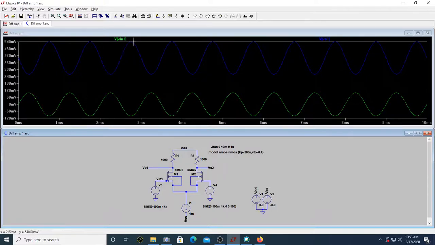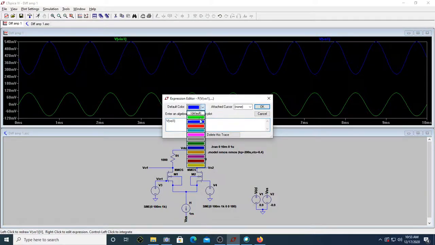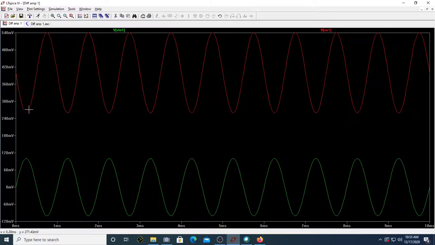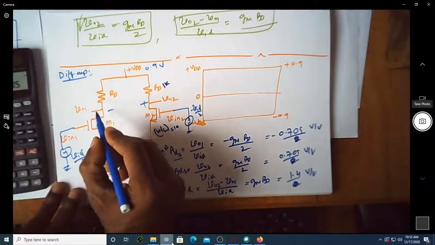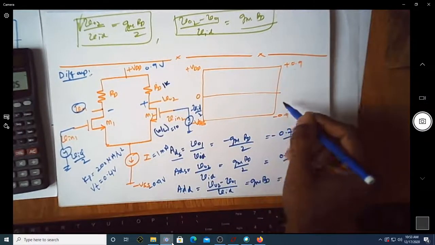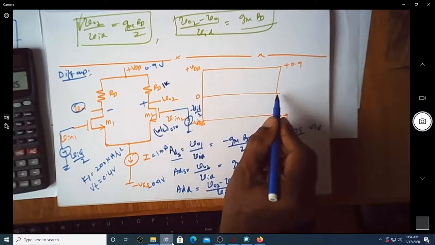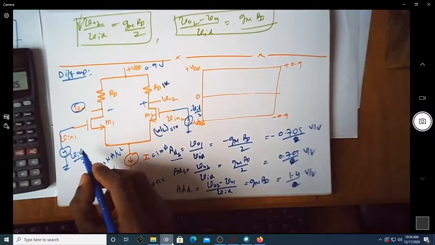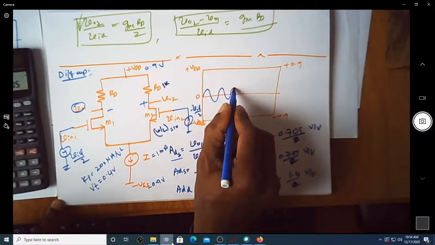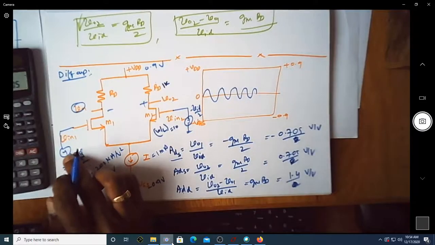Now I can see V01, and it is out of phase with the input voltage. You can see these two are out of phase. We are measuring V01 at this point, so naturally this is the swing that is available, from minus 0.9 to plus 0.9. This is the 0 point. Of course the applied input voltage is a pure AC signal, varying around 0 because it doesn't have any DC voltage.